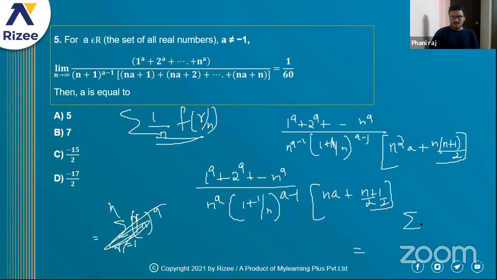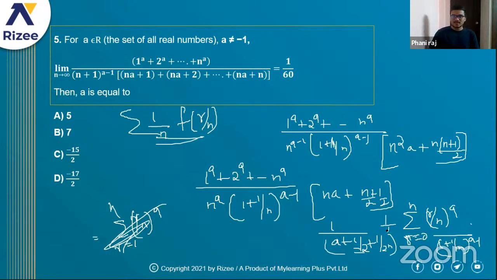So this is the same as summation of (r by n) whole power a, r running from 0 to n, by (1 plus 1 by n) whole power a minus 1, into (1 by a plus half plus 1 by 2n), into 1 by n. Why is this true? See, you need to get somehow 1 by n here. So there is no way you can choose 1 by n common, so take n common from this so that you get 1 by n here.